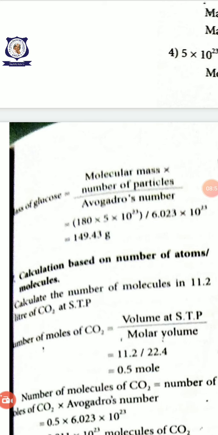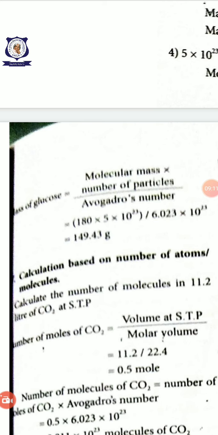First we have to find the number of moles. What is the formula for number of moles? Number of particles by Avogadro number. Then, when you multiply the mole by the molecular mass, you get the mass of the glucose. So in a single step also we can do it like this.